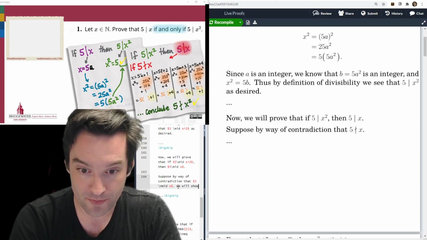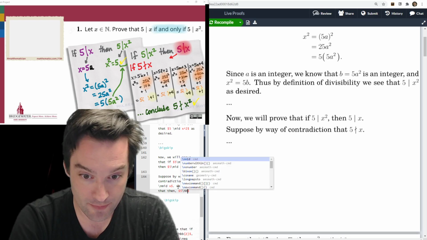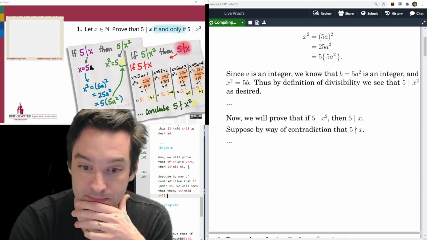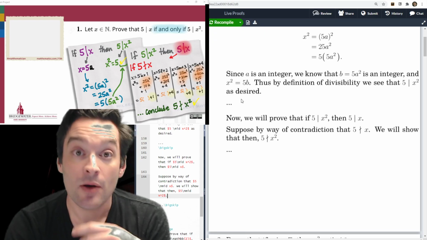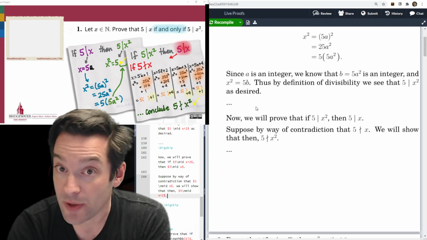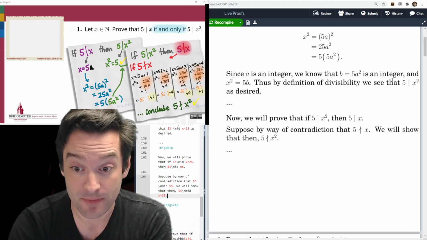We will show that then 5 does not divide x squared. So again, we're tipping our hand to the strategy so that the reader knows where we're going with this, so that they'll more easily be able to tell when we've gotten there.